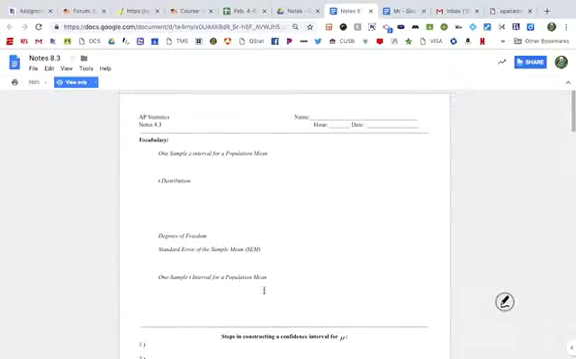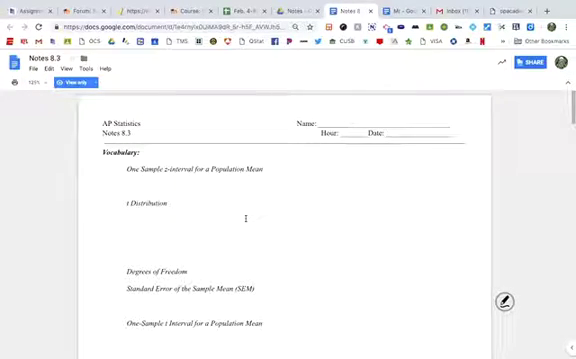Starting notes on 8.3. So we are looking at one sample z intervals for a population mean as well as a t distribution and working through that as well. So one big thing about 8.3. In 8.3 we are always looking for mu. Every time. Always looking for mu. Okay?